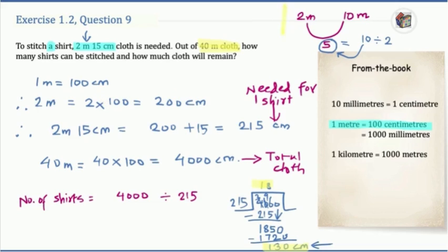So again, repeating what happened here when it was perfectly divisible, then 5 was the number of shirts that you'll be able to make without having any cloth left, any piece of it, nothing will be left. But in our current case, something is left. So our final answer, therefore, this 18 becomes the number of shirts that you can stitch with the cloth that you have, and this 130 centimeter will be the amount of cloth left. And that is what we needed to find out. We're done.